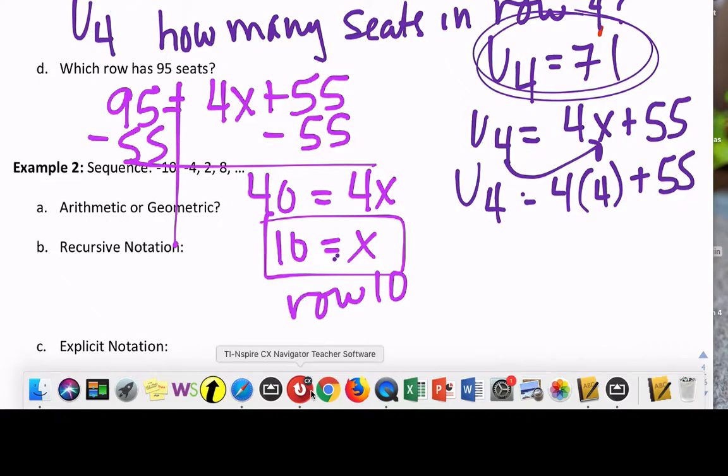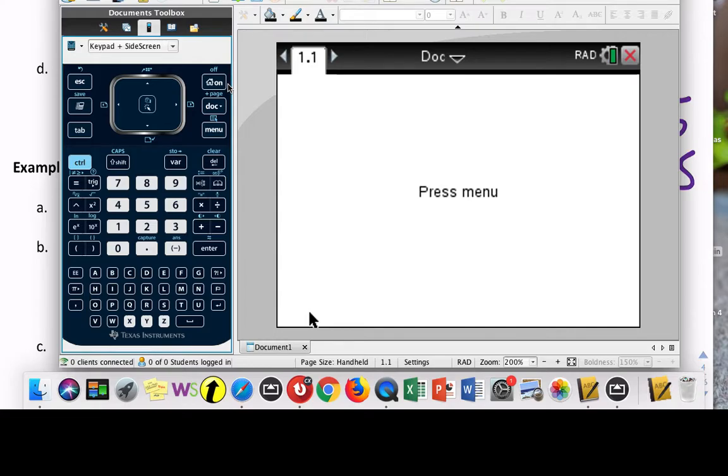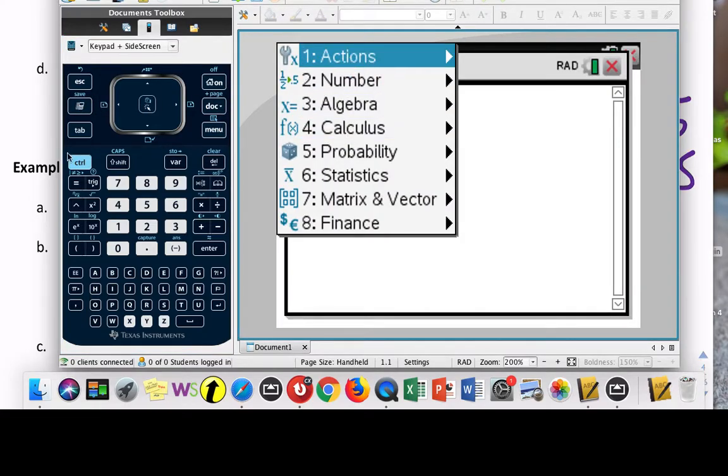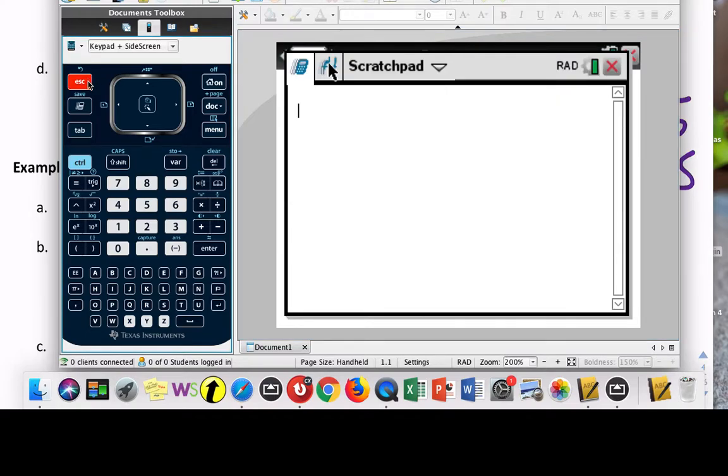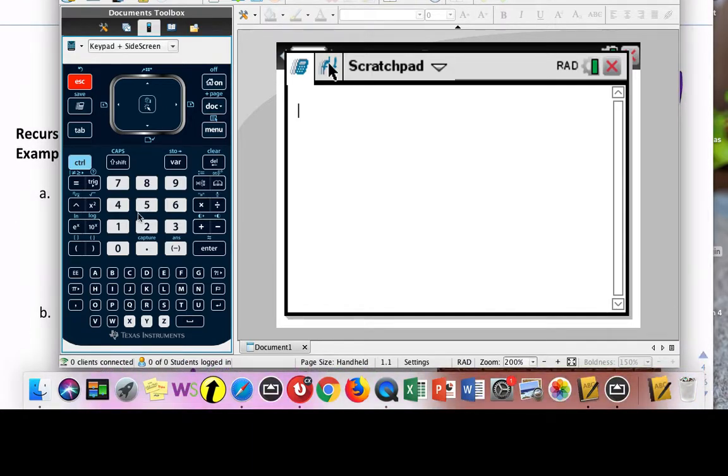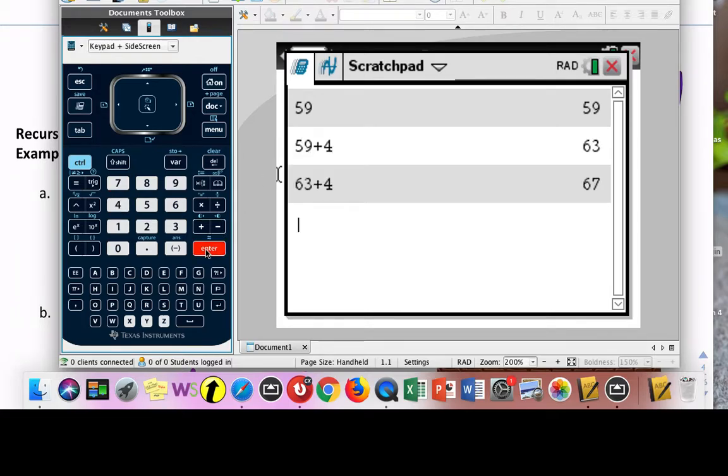Or in our calculator, let's see if it popped up. Okay, so I'm going to show you how you can type it in recursively. Let me just go to Scratchpad. Okay, so if I type this in, my starting value was 55. Well, in row 0, there were 59 seats. So I can hit 59 and enter. And then if I hit plus 4, ANS is kind of like the row before it, right? So U sub n minus 1. And there's row 2, row 3, row 4. And so we could have used that to figure out how many seats in row 4.